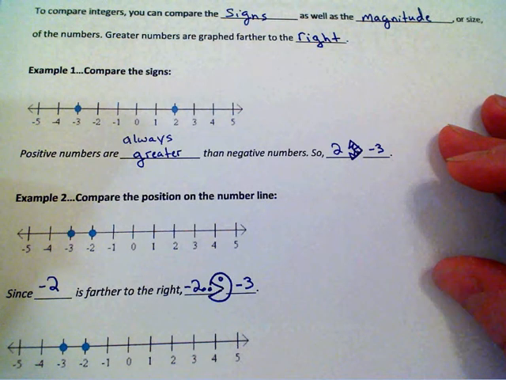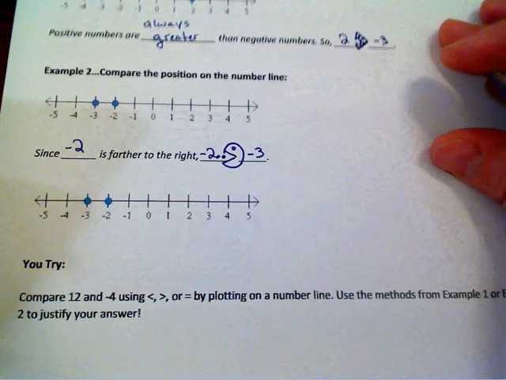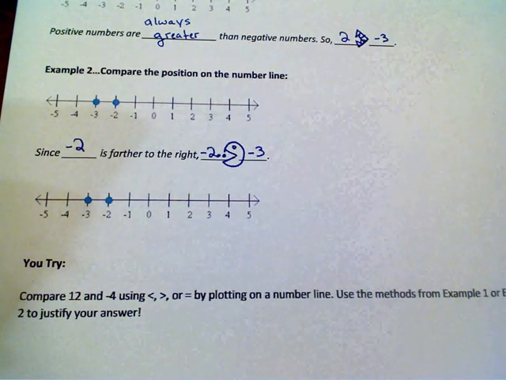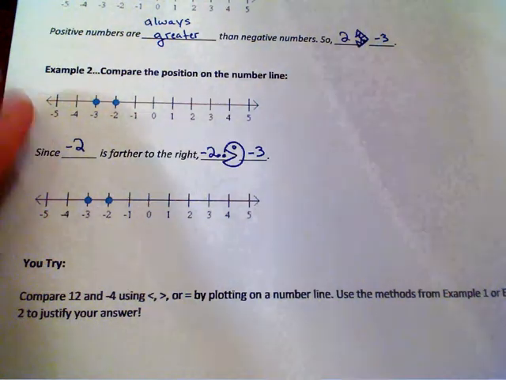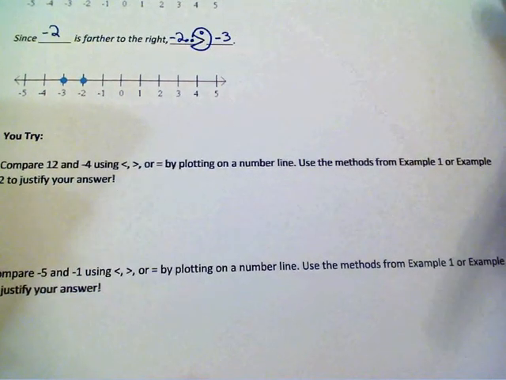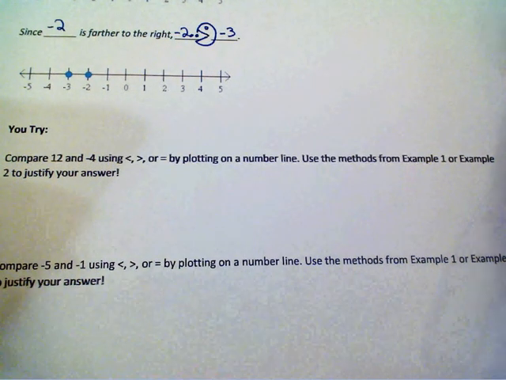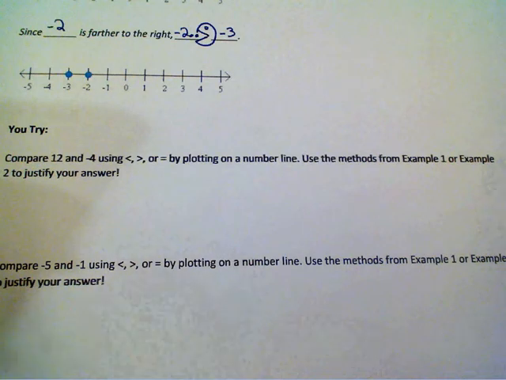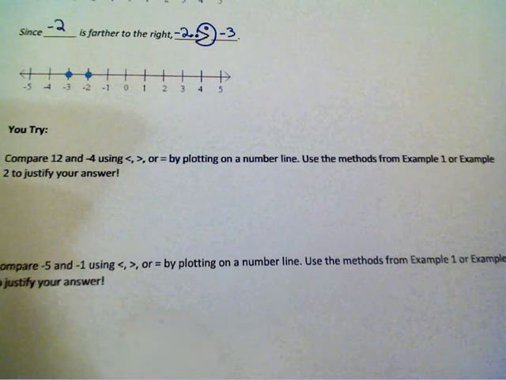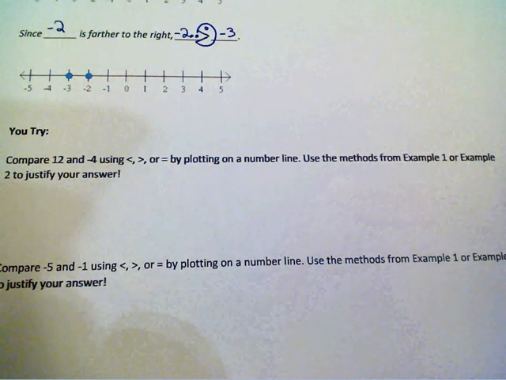Now, I want you to take a look and try to compare 12 and -4 using our inequalities, greater than, less than, or equal to, by plotting on a number line. Use the methods from example 1 or example 2 to justify your answer. And remember, justify is to explain your answer and tell me why. Pause the video, go through these two problems, come back to it, and we'll work through both of them.